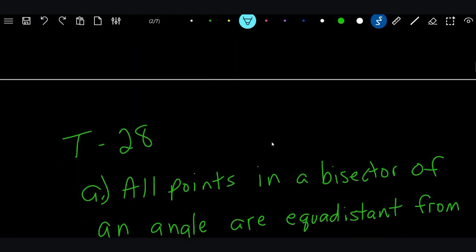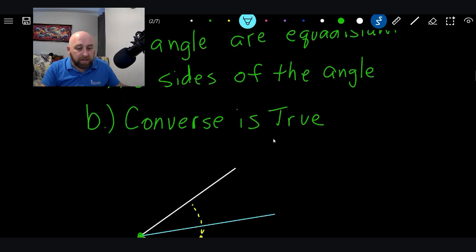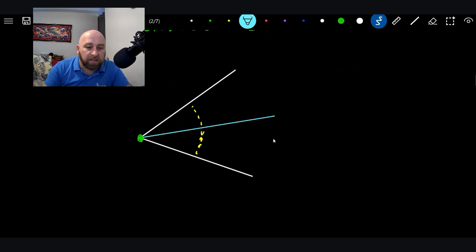All right, theorem number 28 is on page 108, theorem 28. And it says that all points in a bisector of an angle are equidistant from the sides of the angle. And then the converse is also true. What does that mean? Well, that means that every point equidistant is a bisector of the angle. All right, so let's take a look at the angle.